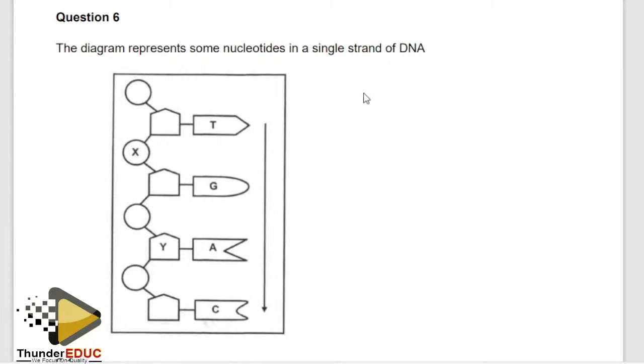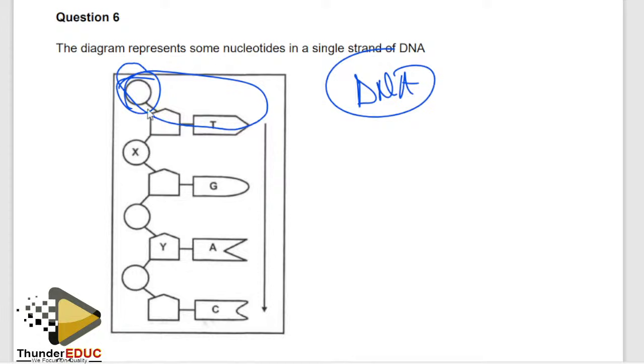Guys, if they ask you, describe the structure of DNA, what do you say? When you talk about the structure of DNA, look at the characteristics of DNA. The characteristics of DNA: it is a double helix made up of two strands. It's made up of nucleotides, which are made up of phosphate, deoxyribose sugar, and nitrogenous bases. You talk about the nitrogenous bases, talk about all of that.